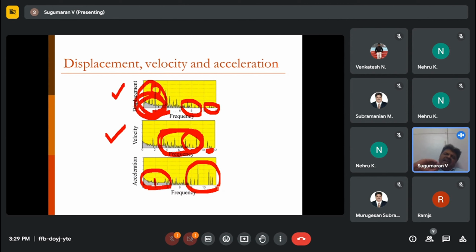Whenever I have a very high frequency application, for example, mixie in your home, what is the RPM of the mixie roughly? Any idea?